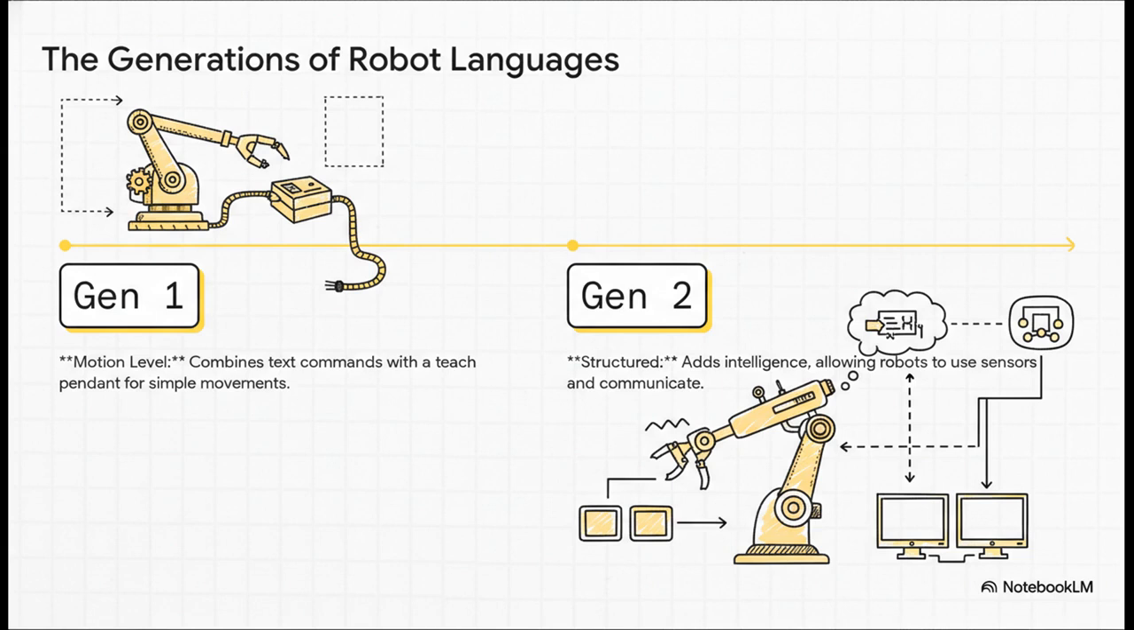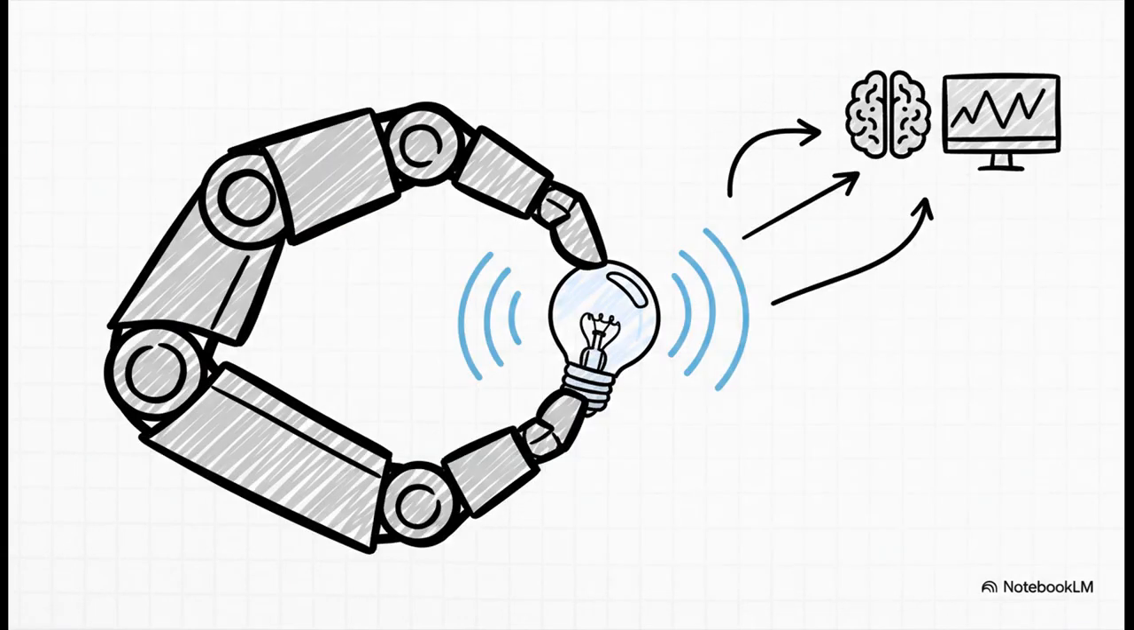But generation 2, well, that was a huge leap. The game changer was adding intelligence. Suddenly, you had structured languages that let the robot use sensors and even talk to other computers. And this idea of a robot feeling its world is what's really fascinating here. Think about a gripper. A Gen 1 robot could just open or close it. That's it. But a Gen 2 robot? It could use a force sensor to pick up an egg with just the right amount of delicate pressure so it doesn't break. That's not just an upgrade. That's a whole new ballgame.